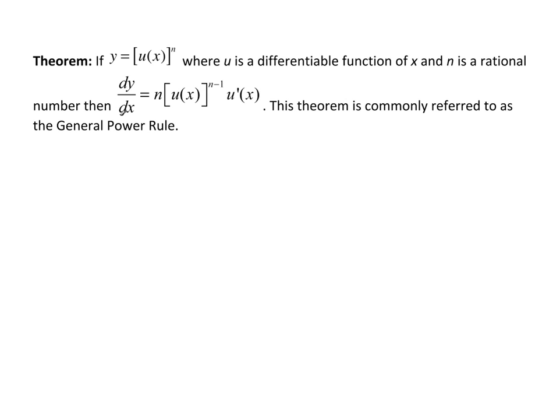Then the derivative dy dx equals n times u of x to the n minus 1 times u prime of x. This is exactly what we just got done doing. This theorem is also commonly referred to as, like I said, the general power rule.